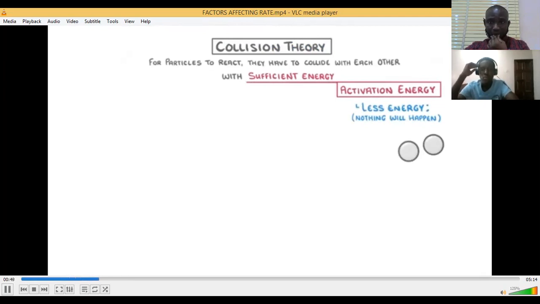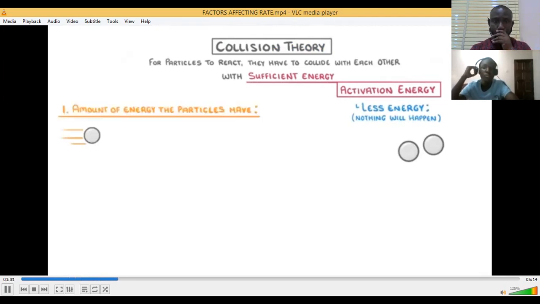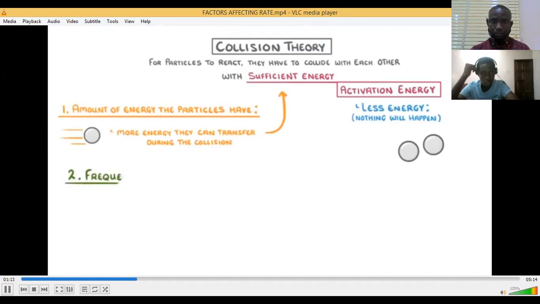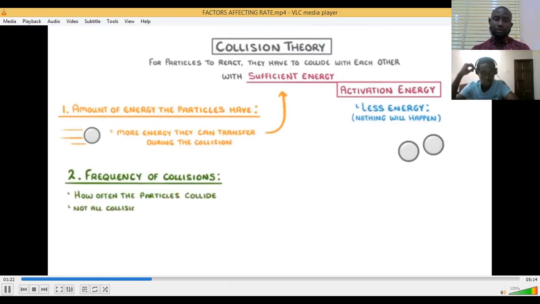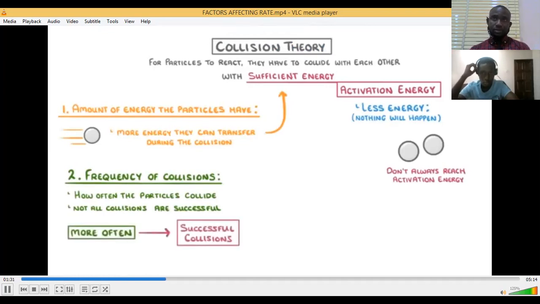So, if we think about an entire reaction, which will involve tons of particles, then the rate at any particular point is going to depend on two main things. The most obvious is the amount of energy that the particles have. The more energy they have, the more energy they can transfer during the collision, and so the more likely they are to surpass that minimum activation energy. The other important thing is the frequency of the collisions, which just means how often the particles collide with each other. So even though not all collisions are successful, because the particles involved don't always reach activation energy, the more often they collide, the more successful collisions there'll be overall.